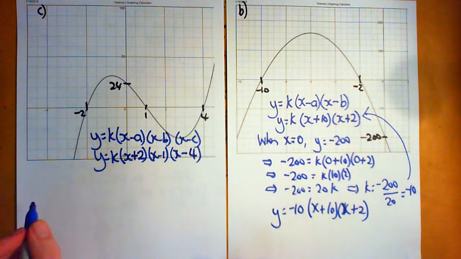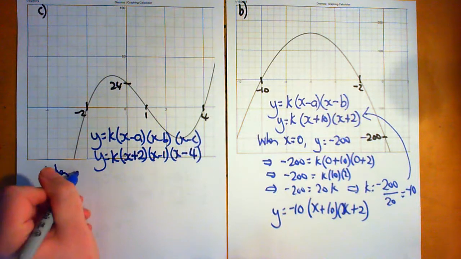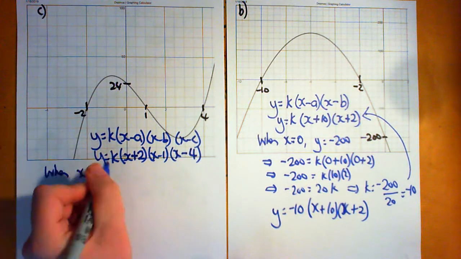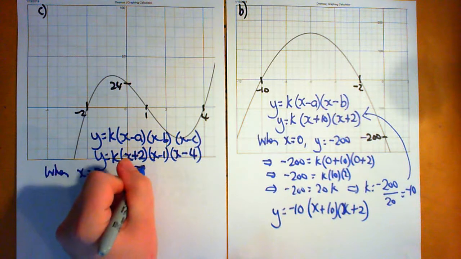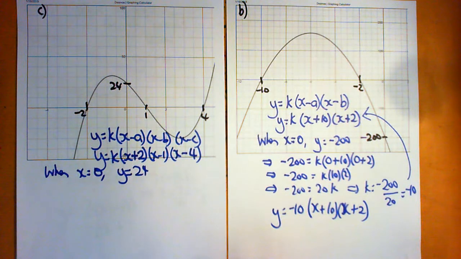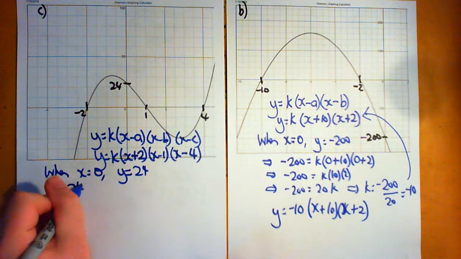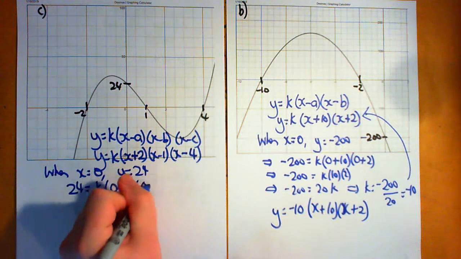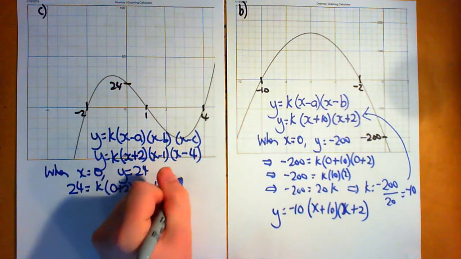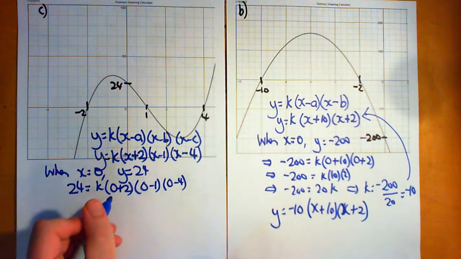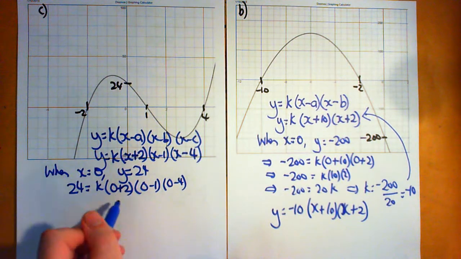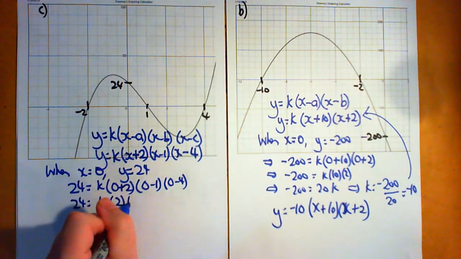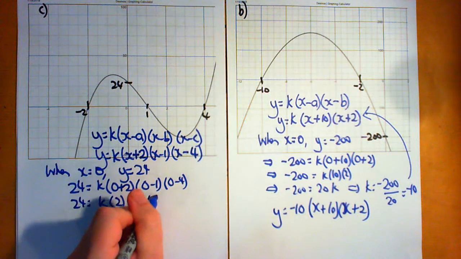Now we need to find one other point, so we're talking on this line, which means we're talking about when x is 0, y equals 24. So that's a pair of x and y that can be substituted in. So we get 24 equals k times 0 plus 2 times 0 minus 1 times 0 minus 4. And when we substitute, let's work out what those brackets are. So 24 equals k times 2 times -1 times -4.